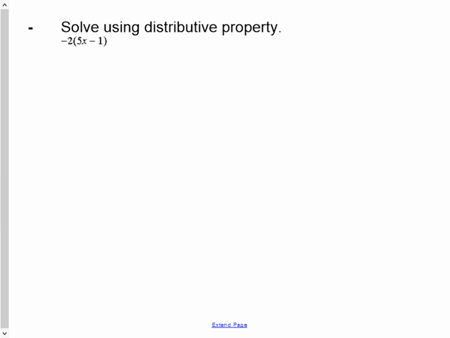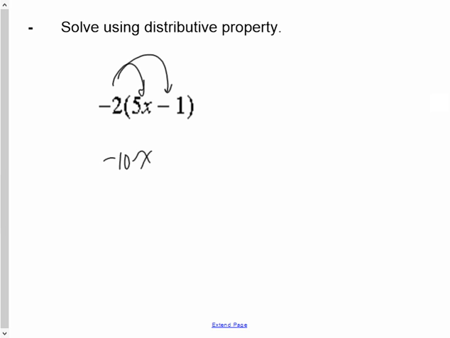Next question, solve using distributive property. Again, use your arrows. Negative 2 times 5x is negative 10x. And negative 2 times negative 1 is a positive 2.